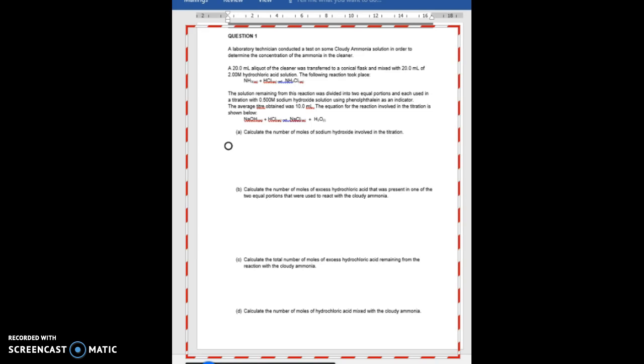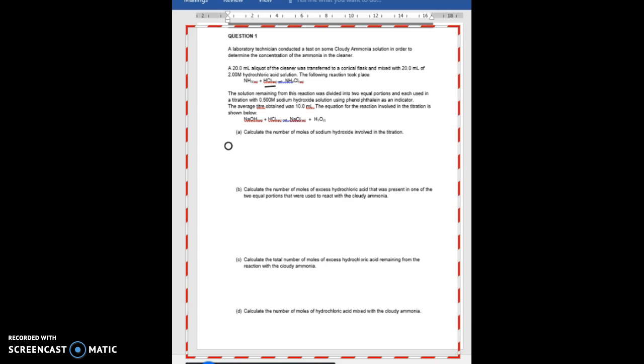So the solution remaining from the reaction, so that's the solution of the hydrochloric acid, was divided into 2 equal portions and each used to titrate with half a molar sodium hydroxide solution, which will be the second reaction here, using phenolphthalein as the indicator. The average titer obtained was 10 mL. So there's 2 titrations done there and they've got an average. Okay, so the equation for the reaction involved in the titration is shown below. So that's our second reaction.